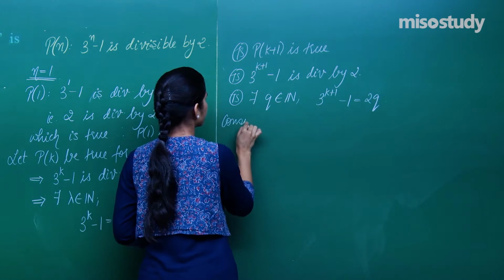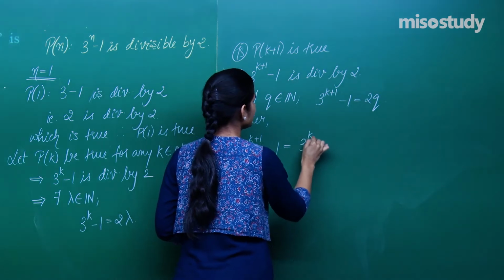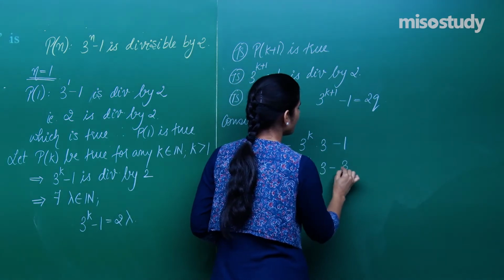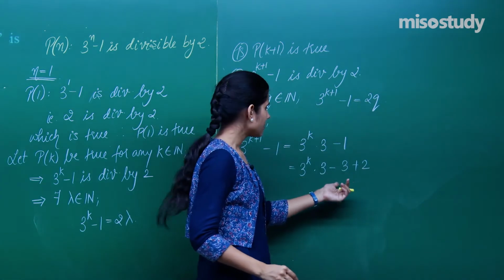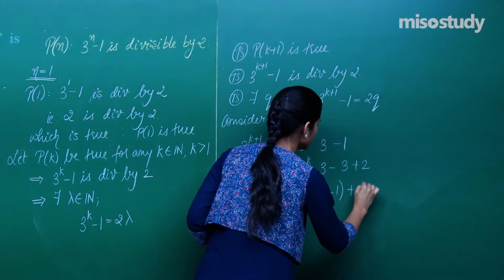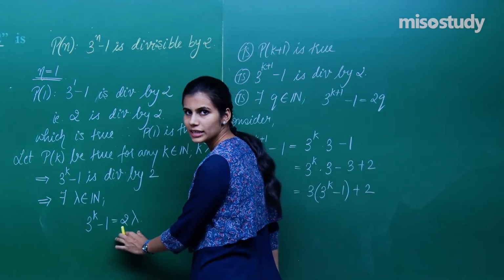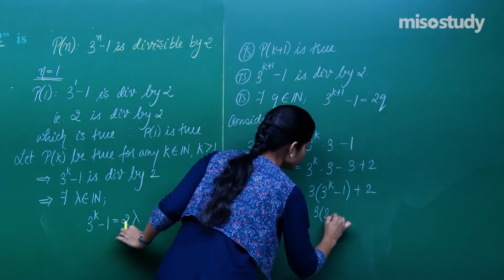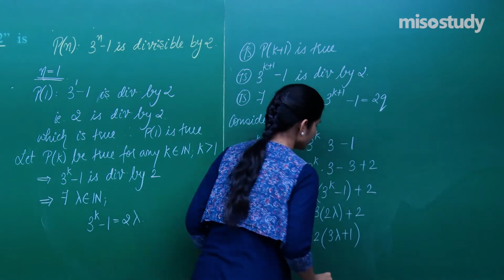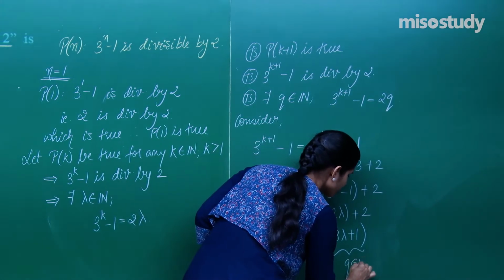Consider 3 to the power k plus 1 minus 1. I can write this as 3 to the power k into 3 minus 3 plus 2. I can write minus 1 as minus 3 plus 2. If you take out 3 common, you get 3 times 3 to the power k minus 1, and plus 2 aside. But 3 to the power k minus 1 is equal to 2 lambda by induction hypothesis. So this is 3 into 2 lambda plus 2. You can take out 2 common, you are left with 3 lambda plus 1. Lambda is a natural number, 3 lambda plus 1 is a natural number. Let this be equal to q natural number.